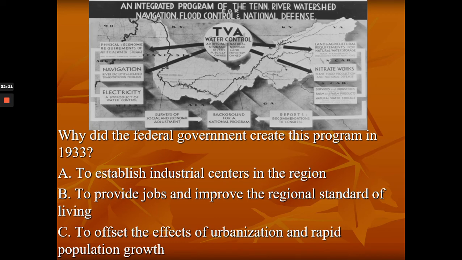Okay. Why did the federal government create this program in 1933? Okay, this was an EOC question. I'll give you a hint. It says electricity right here. The answer is to provide jobs and to improve the regional standard of living. They didn't have electricity. So by giving people out there electricity, it improved the standard of living, made life better.